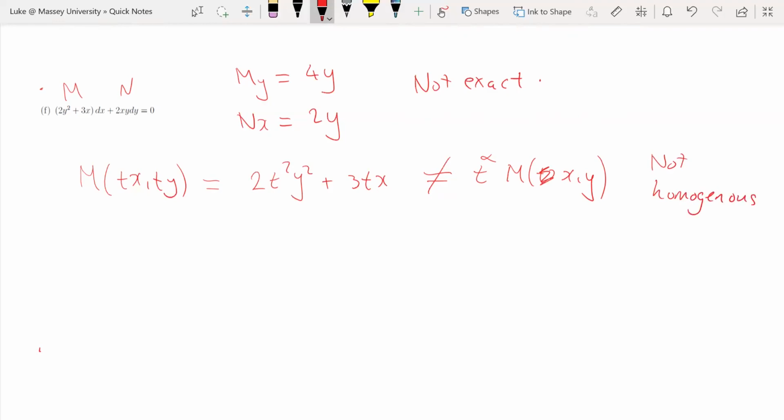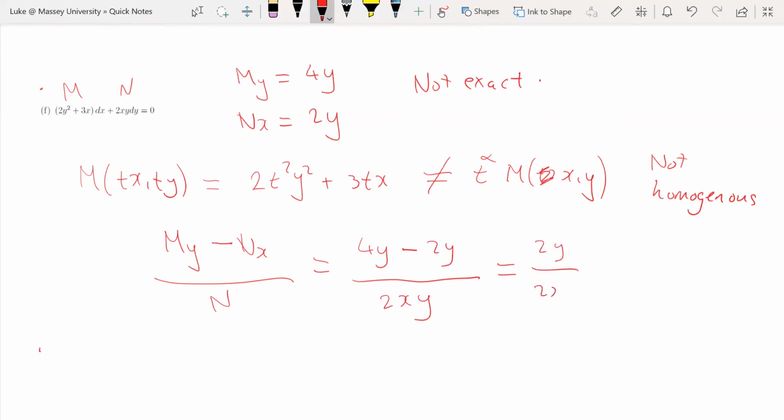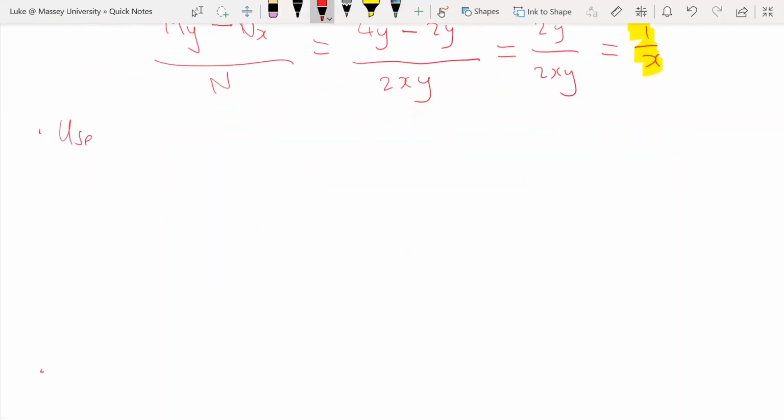Okay, but in fact, one thing I can notice is that if I look at this ratio, M_y minus N_x over N, well, this is 4y minus 2y over N, which is 2xy. Okay, well this is 4y minus 2y is 2y over 2xy. We've got a common factor of 2y, so I just get 1 over x. So this ratio is a function of x only. So I can use an integrating factor.